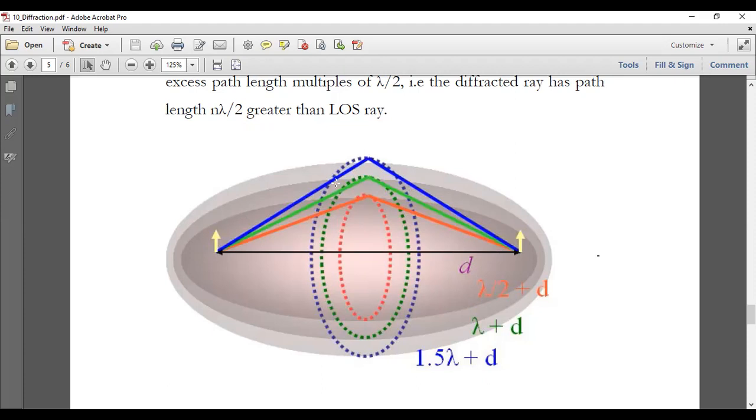Another height you consider causes a diffracted ray, blue color. That would give you 3 lambda by 2 extra path. So again, you get another 180 degree. This time it will be destructive. So as you create new heights, there will be new diffracted rays, each adding 180 degrees. So we are just considering these particular levels where you have completely 180 degree out of phase or completely in phase.